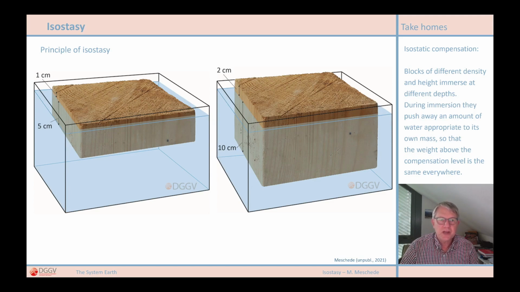Here in the water and wooden block model, the movement naturally occurs very quickly because water flows very easily and can be displaced rapidly. However, for the balance between the lithosphere and asthenosphere, we need geological periods of time. That means 10,000s to millions of years.